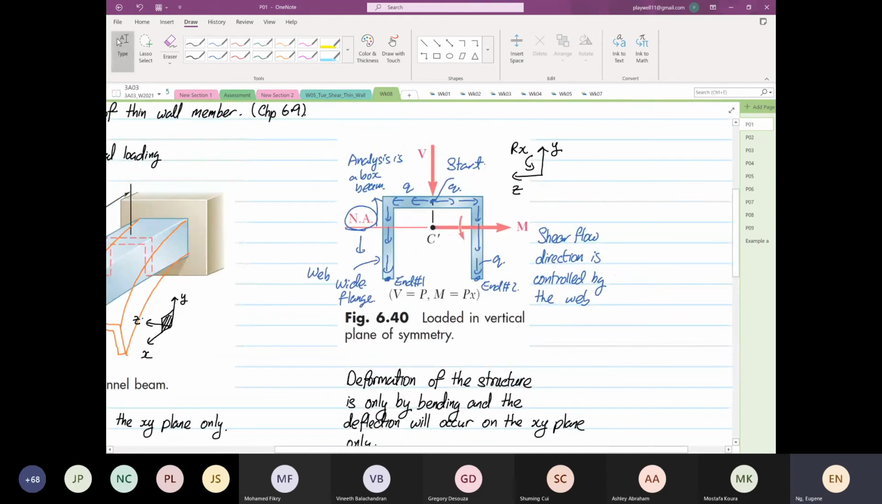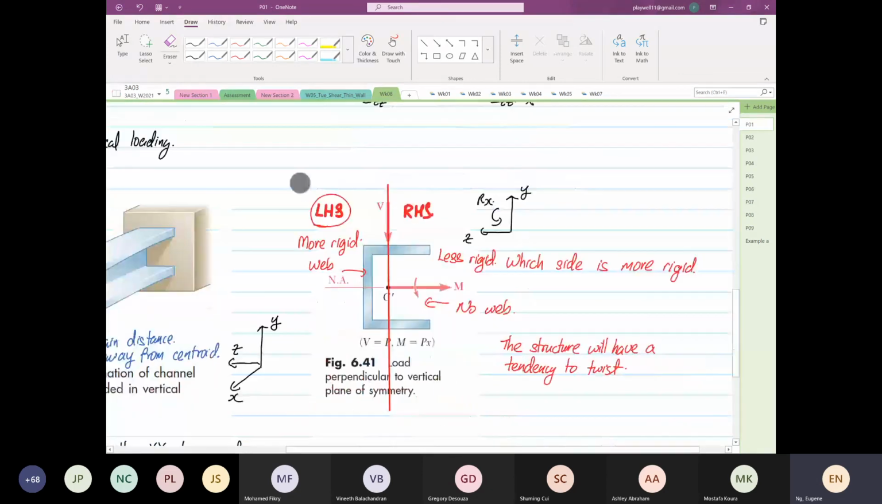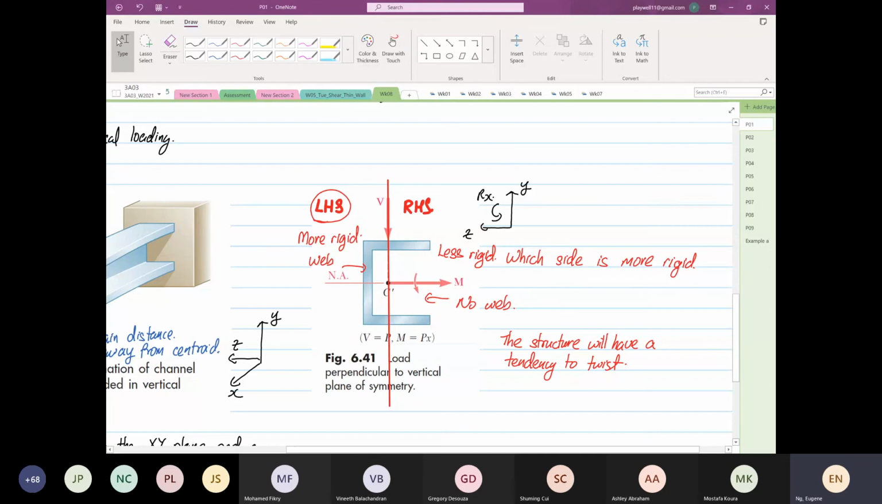We don't see that up here. We don't see that over here, right? Because both sides have a web, and a symmetry, right? Left-hand side and right-hand side. If you draw a vertical line, it's the same. For this case, it's not. The left-hand side has a web. The right-hand side has no web. That is why it is less stiff or less rigid on the right-hand side.